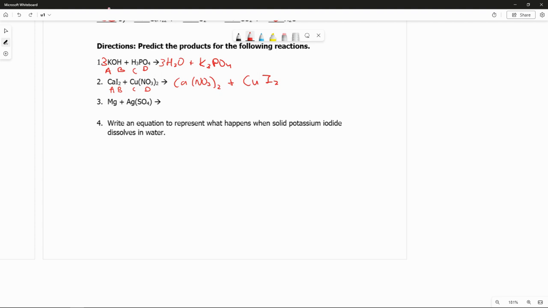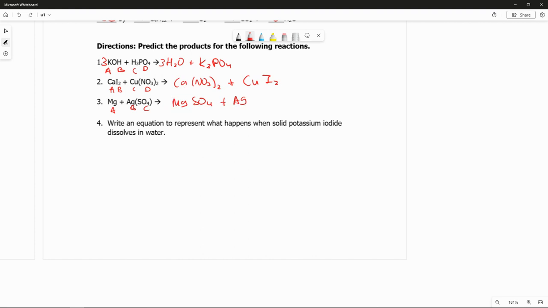For the third one, we know that's single displacement because Mg is going to replace Ag and Ag is going to replace Mg. So this is A, B, and C. When this replacing occurs, we're going to have MgSO4, but we need to look at our charges and make sure it's correct. SO4, if you look on the ion sheet, has a 2 minus charge, Mg has a 2 plus charge, so this is going to be neutral. So we're good on that. And we're going to have an Ag just standalone there. So these are the products predicted for the third one.